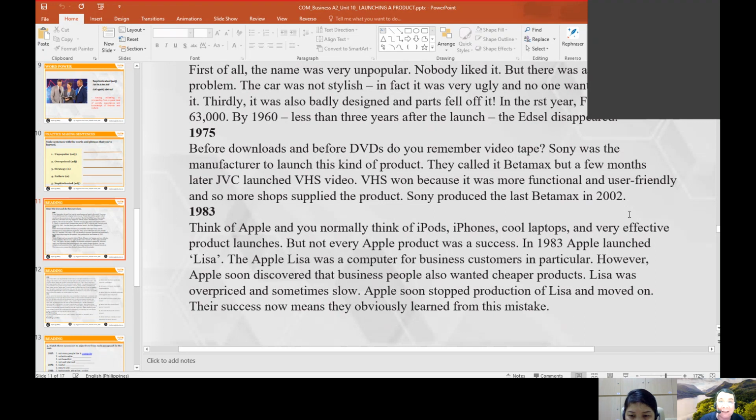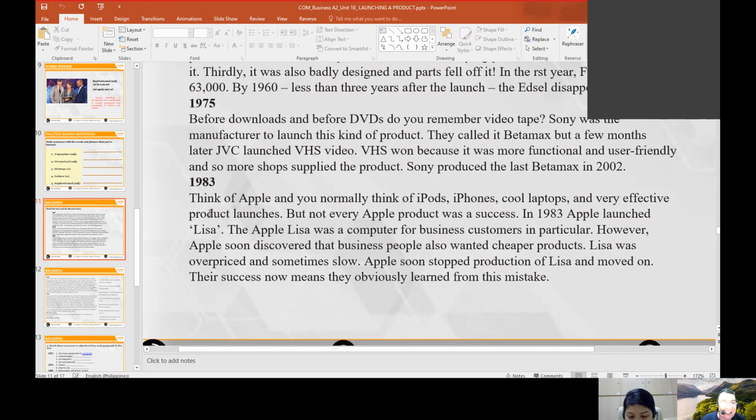But look at the transition from 1975 up to 2002. That means the business launch was okay because it ran for so many years. So what do you think? Maybe their launch or their advertisement became successful because it lasted until 2002. Okay, next.